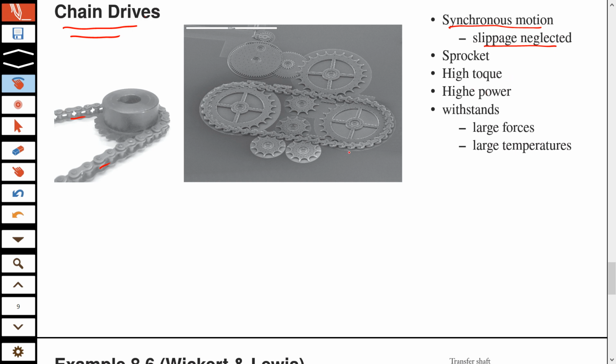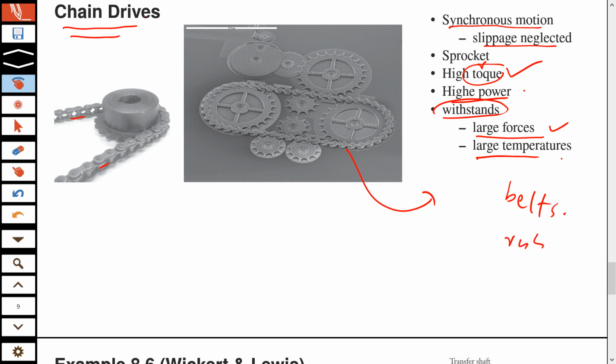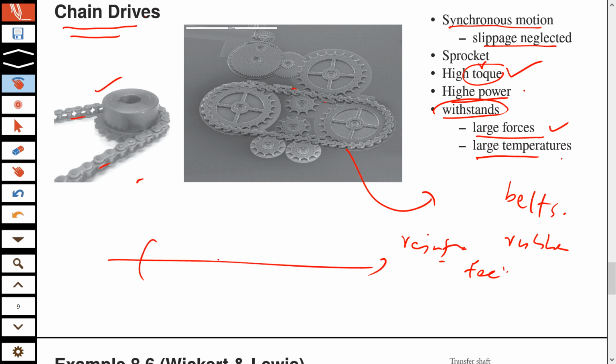But they are used when you need high torque and high power, and that's why it must withstand large forces and large temperatures. That is not something you can achieve with belts, because belts are made from rubber, and even if you reinforce the rubber you will still have problems. Even those teeth cannot solve the problem, so you just replace that with metals. Of course metals don't allow you long distances, but they have all the other desirable properties.